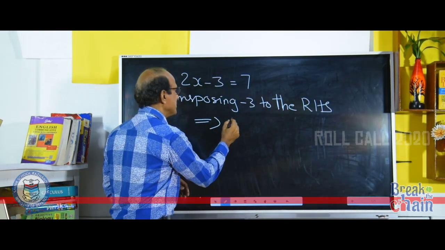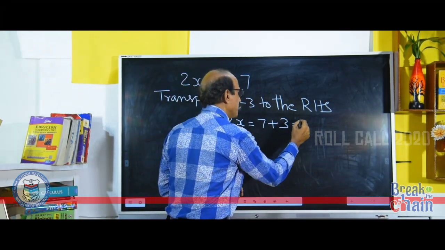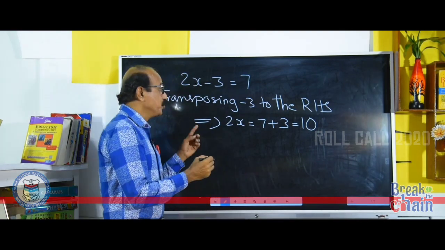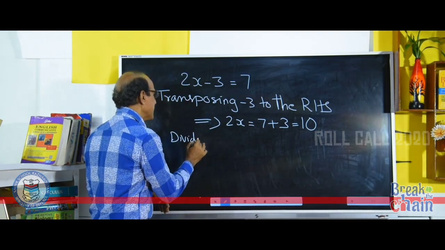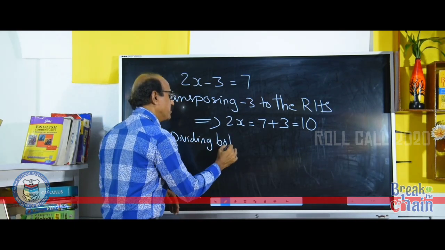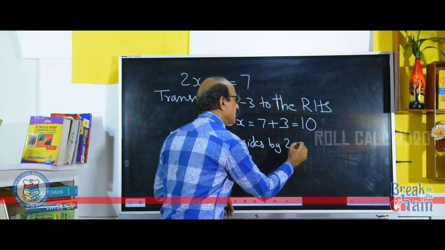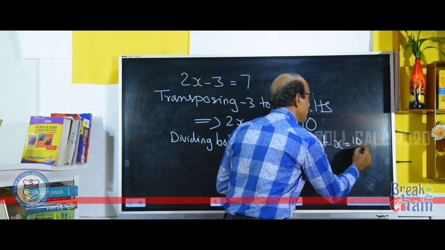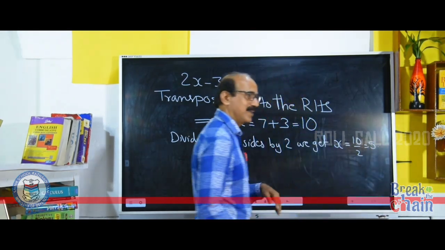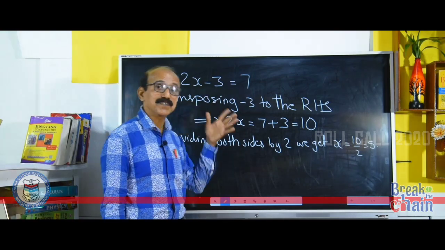Transposing minus 3 to the right side will give you this equation 2x equal to 7 plus 3, and we all know 7 plus 3 is nothing but 10. 2x equal to 10. Now dividing both sides by 2, we get x equal to 10 by 2 is equal to 5. So x equal to 5 is the correct solution of this equation.